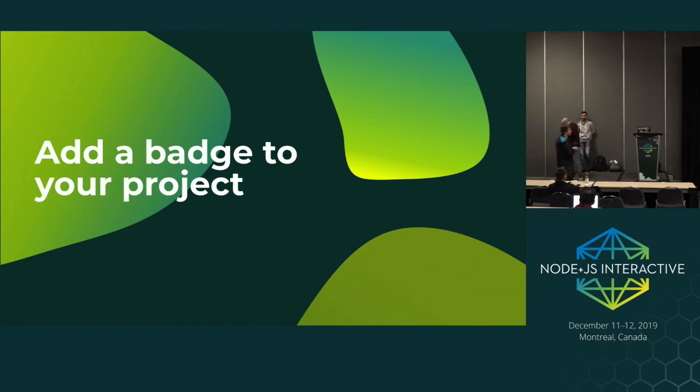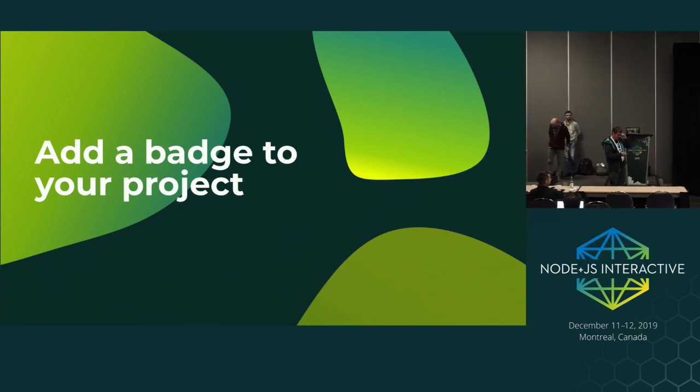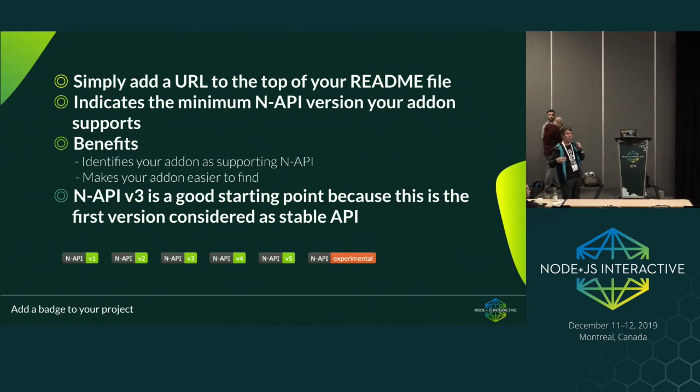So okay, we're almost at the project, but the thing we wanted to mention is that people will want to use modules which have been ported to NAPI, so we came up with this concept of being able to add badges to your project so that people can find modules which can more easily be used with different versions of Node and keep working when you upgrade. So we have these badges we've created for the different versions. It's as simple as adding the URL into your README.